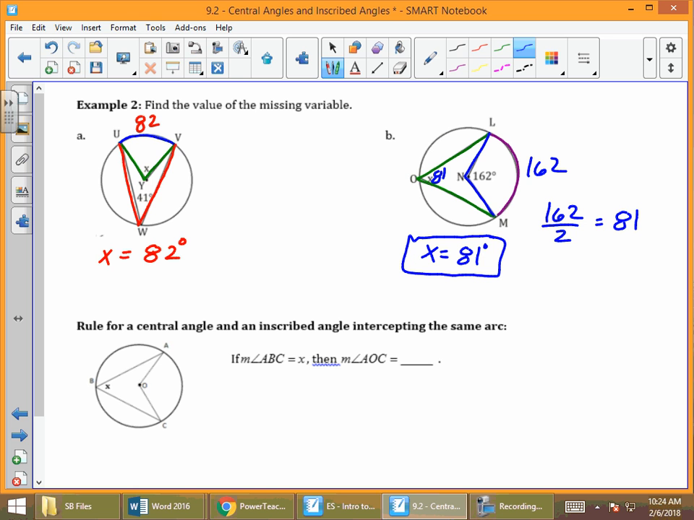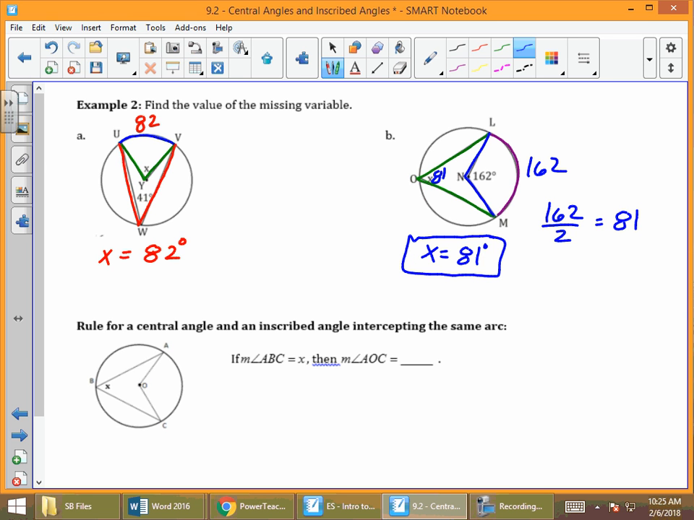When this happens, there's a shortcut. Whenever you have an inscribed angle and a central angle intercepting the same arc, so it's kind of like you have a central angle inside an inscribed angle, there's a shortcut. What did you notice here? When our inscribed angle was 41, what did our central angle be? 82. What did we have to do to 41 to get 82?